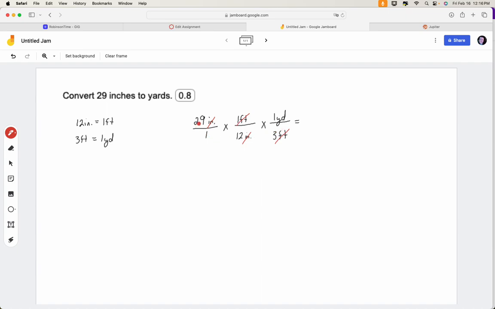Well, across the top we have 29 times 1 times 1, that's 29. We ignore our 1s. And then we have 12 times 3, so that'd be 12, and then 3. And then the unit of measure that we have is yards. So this is the way that I want you to answer the problem. Okay? 29 over 12 times 3 in yards.